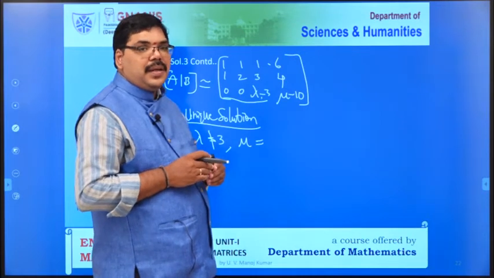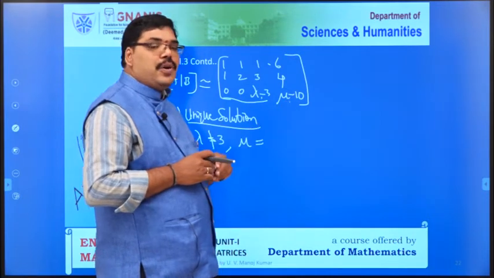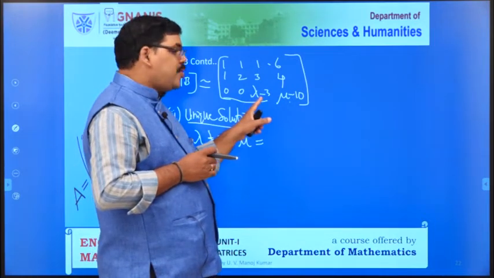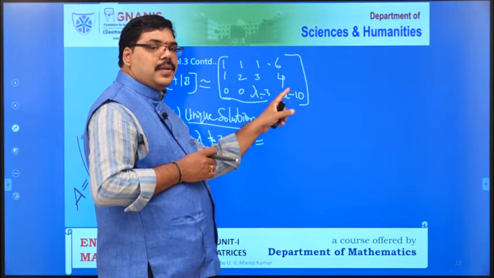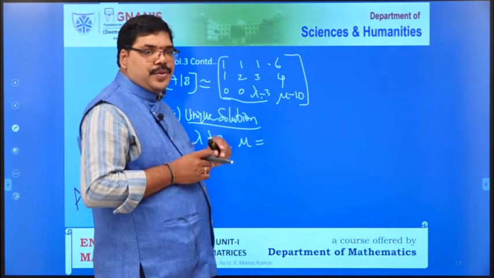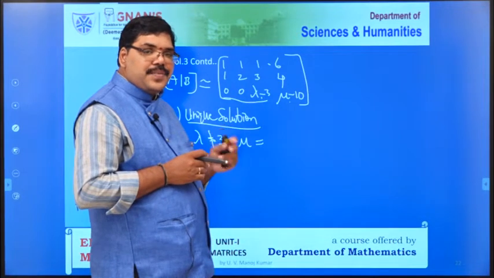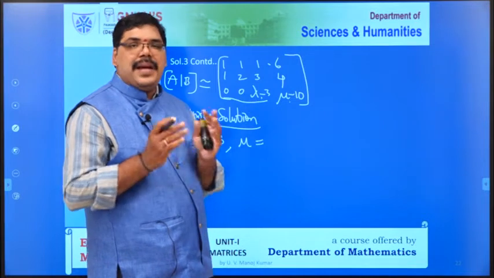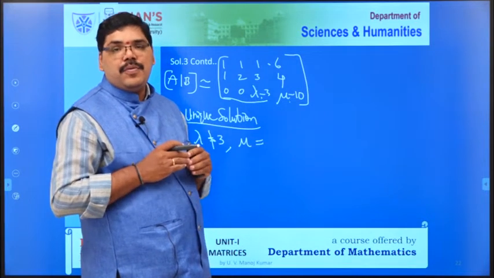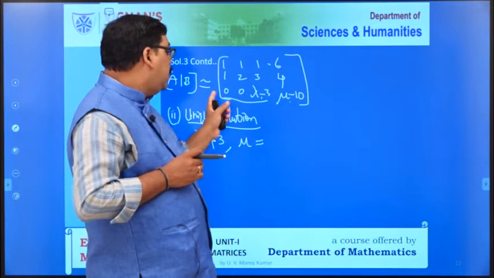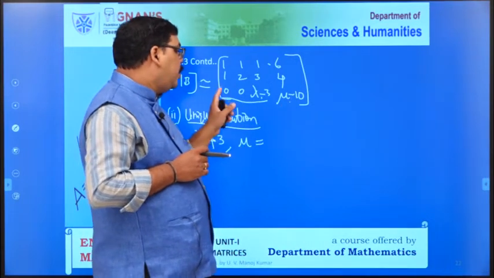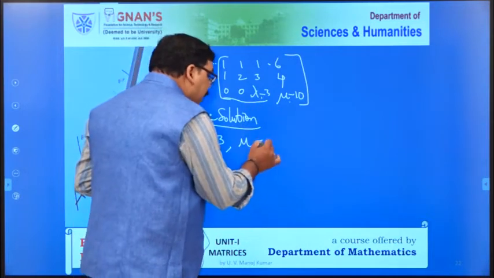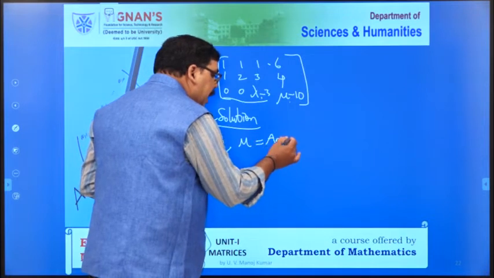What about AB? Irrespective of the value of mu, whatever value of mu you take, as the third position is non-zero, the entire row becomes non-zero. So, rank of AB also becomes 3. So, what value do we have to take for mu? Any value. For any value of mu, AB also will have rank 3.